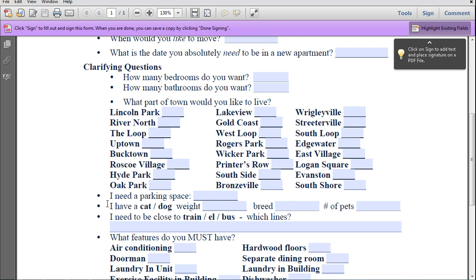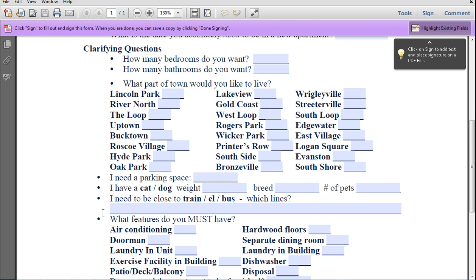And pets are important because you need to know what type of pets, how many, the weight, and also the breed. Many property managers have breed and weight restrictions on dogs and just number of pets in general. Okay. Next, do you need to be near public transportation?